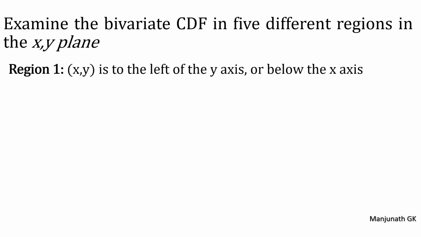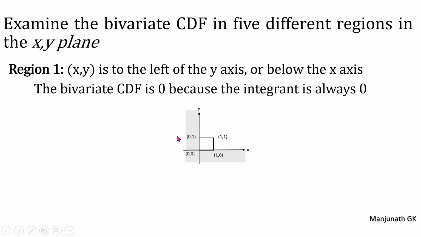The next step is to calculate the bivariate cumulative distribution function for the given probability density function. Consider the region that is left of the y-axis and below the x-axis. In this region the bivariate CDF is 0 because the integrand is always 0 here. It is outside the unit square, so in this shaded area the bivariate PDF is 0. Integration of 0 is 0 here.